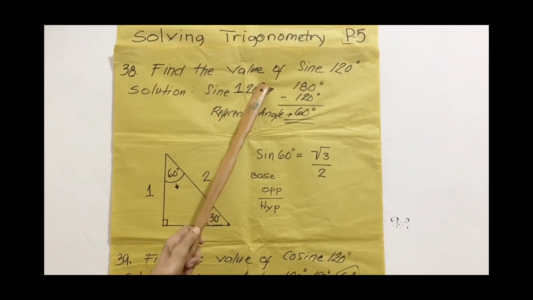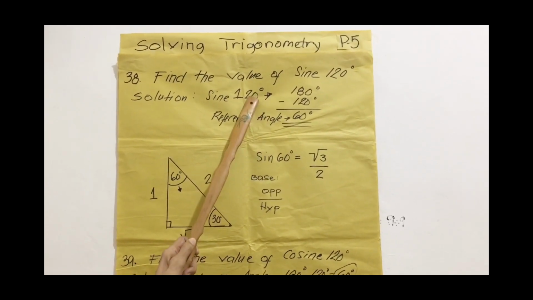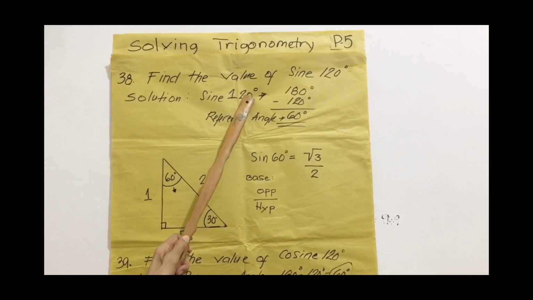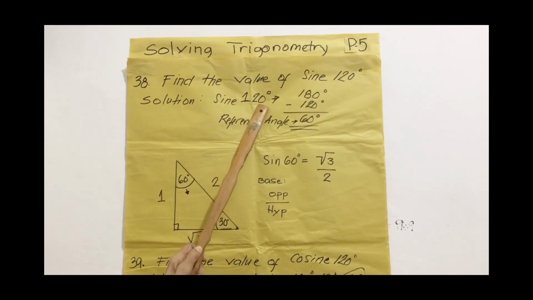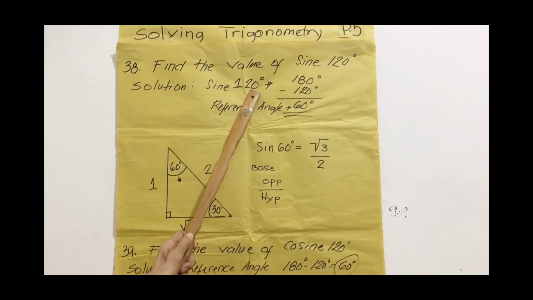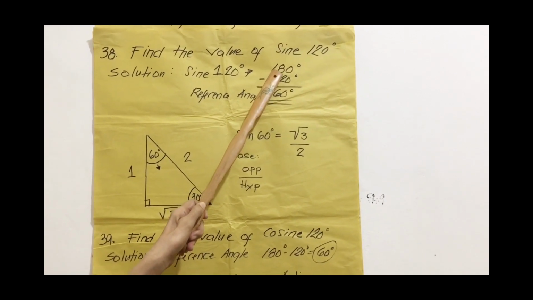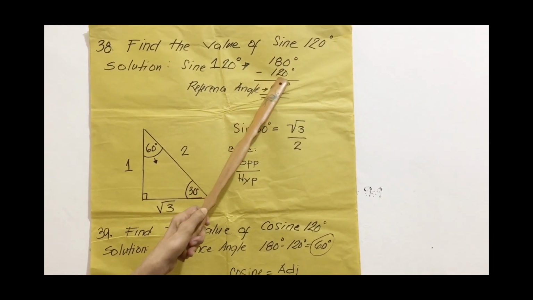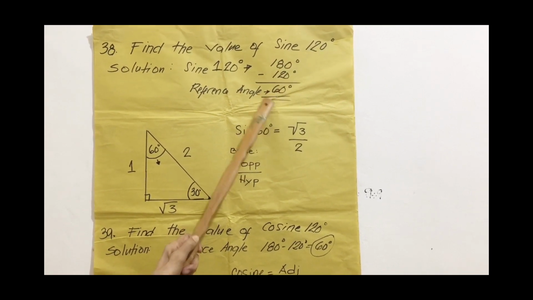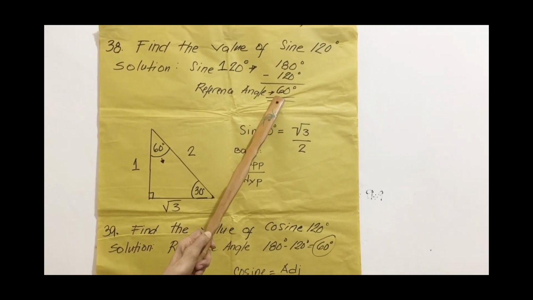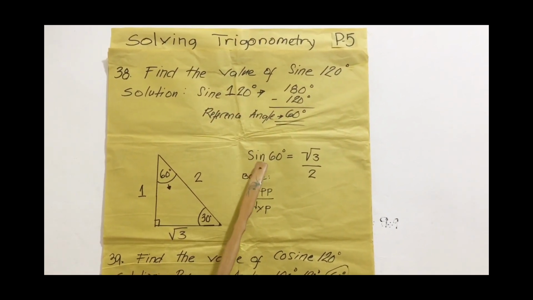Sine 120 degrees. So we will get the reference angle first. In our previous video, since the given is 120 degrees, which is more than 90 degrees and less than 180 degrees, our basis of computation is 180 degrees minus 120 degrees. So the reference angle now is 60 degrees. Instead of sine 120 degrees, we will use sine 60 degrees.